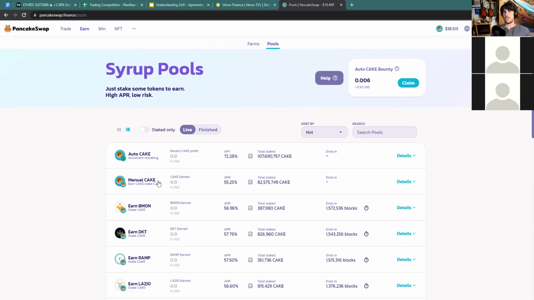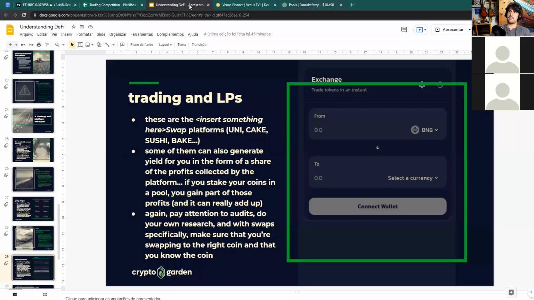This is something that you should pay attention to: if the pool is compounding for you or if you should compound. The auto compound Cake pool is paying 72% a year, which is again relatively high. It's a very consolidated project. It's very trustworthy, I would think, right? So again, it's a way to generate passive income. Again, you should pay attention to audits, do your own research.